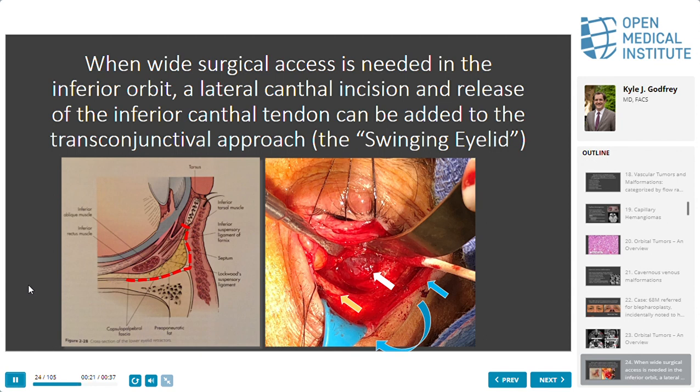You can see it has that purplish hue to it, with a network of vascular channels. The yellow arrow is pointing to the orbital rim. The blue is showing the lateral canthus and the eyelid being reflected over, and then this retractor is in the lid, holding the globe back.